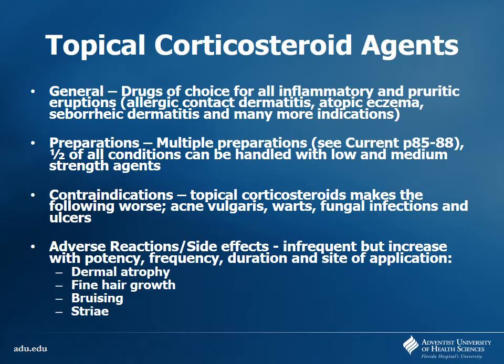So the first thing we'll talk about are some of our topical corticosteroid agents. Typically, you're going to find a lot of these being used for inflammatory, pruritic eruptions, usually a lot of allergic contact dermatitis, eczema, different things like that. So you're going to use topical corticosteroids for a lot of inflammatory conditions. A lot of them have different preparations available. Most of your patients will be able to use low and medium strength agents, but for more severe inflammation, you're going to be able to use stronger agents. And we'll talk about those a little bit later and what categories they fall into.